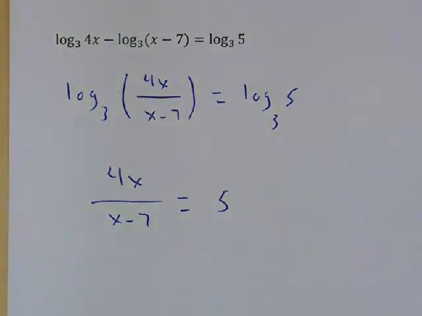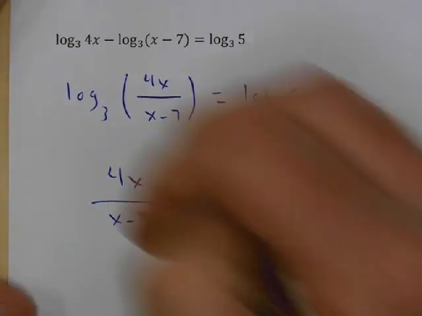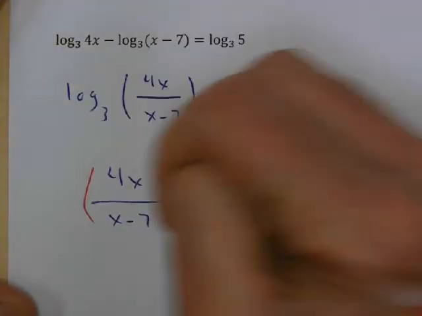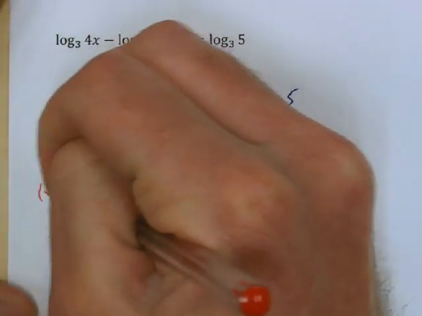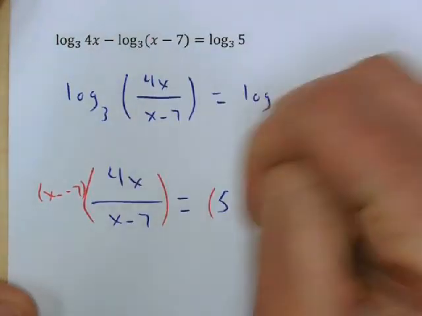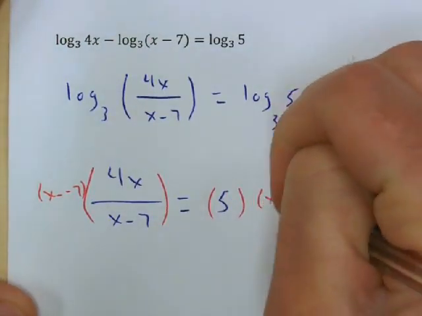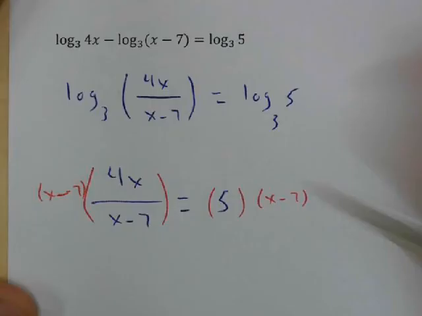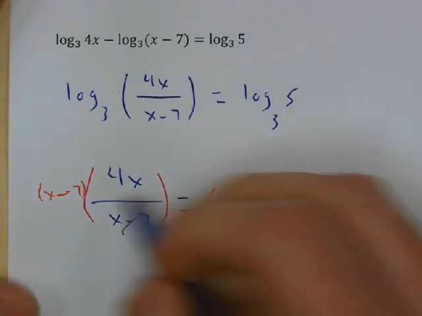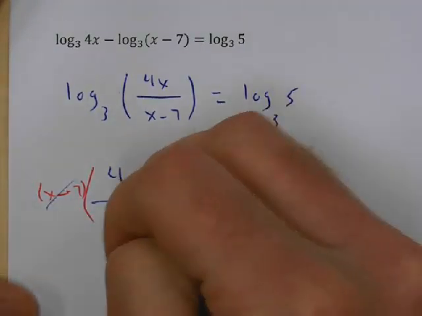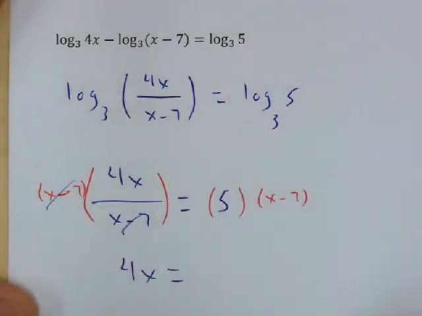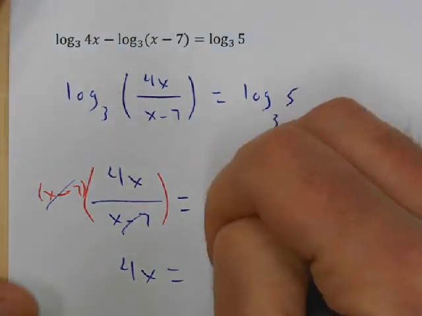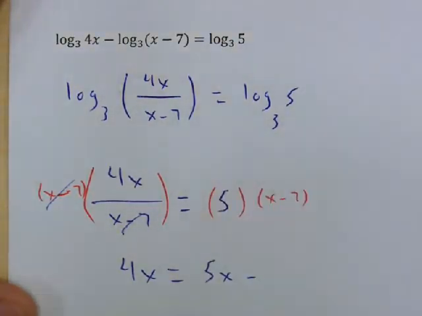Okay, now how do we solve this equation? Well, first of all, we don't like having a fraction. Let's get rid of that fraction by multiplying by the denominator. So if I multiply both sides by x minus 7, and I do need parentheses there because it's a binomial, x minus 7, these are going to reduce. I get 4x on the left side equals, and then distribute the 5, we get 5x minus 35.